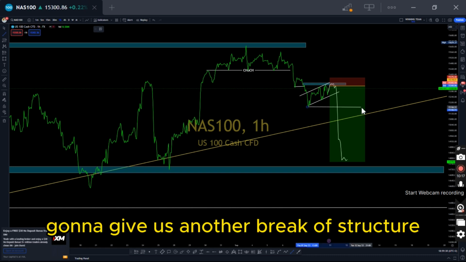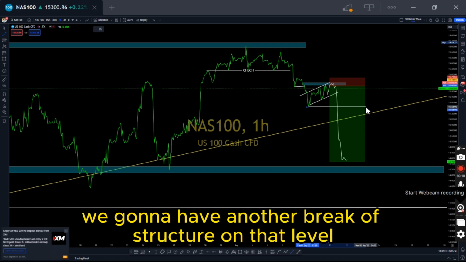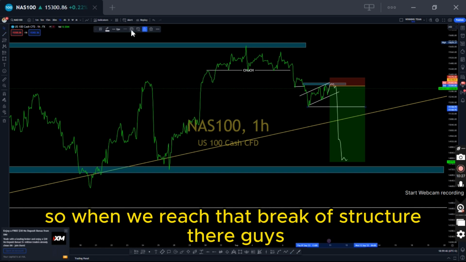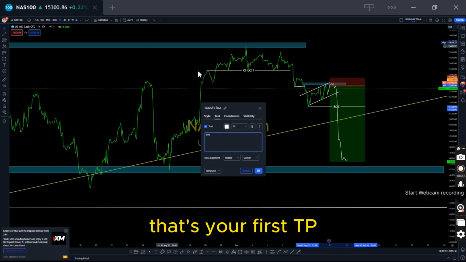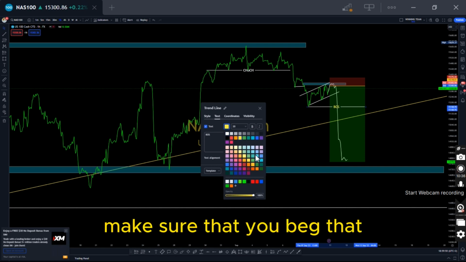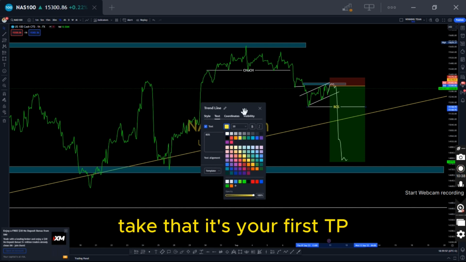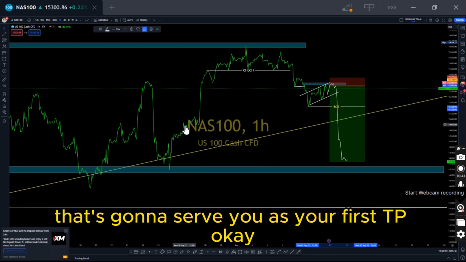It's gonna give us another break of structure which is gonna occur here on this level, okay? We're gonna have another break of structure on that level. So when we reach that break of structure there guys, that's your first TP, okay? That's your first TP on the market. Make sure that you bag that. Take that. It's your first TP. Don't hesitate, okay? That's gonna save you as your first TP, okay?